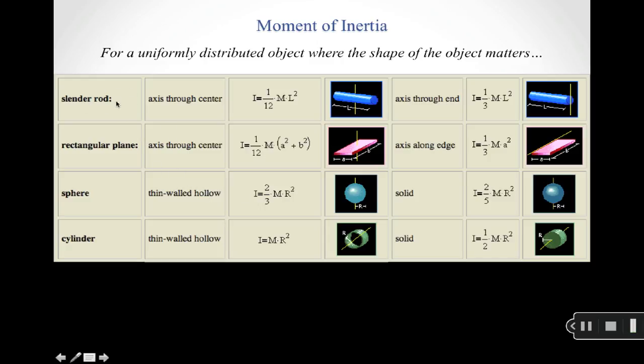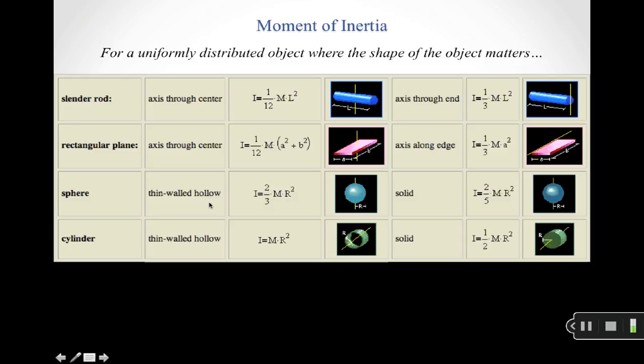But largely what we do is we pay attention to two things. One, have I got the right object? So let's say I want a long, thin rod or a slender rod. And then I also, in some of these tables, will need to pay attention to what's the axis of rotation. So notice for my slender rod, it gives me both the moment of inertia equation for the axis through the center. Right? Here's the yellow line, the axis through the center. And it also gives me the one for the axis through an end.